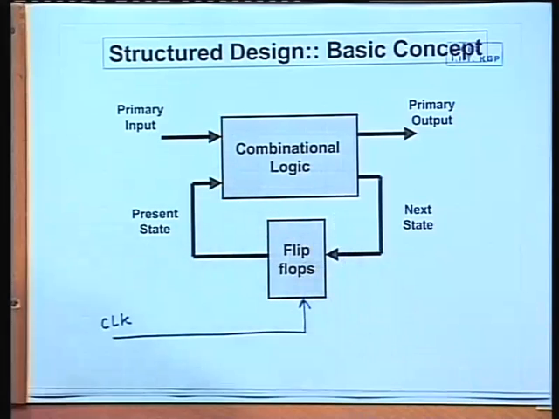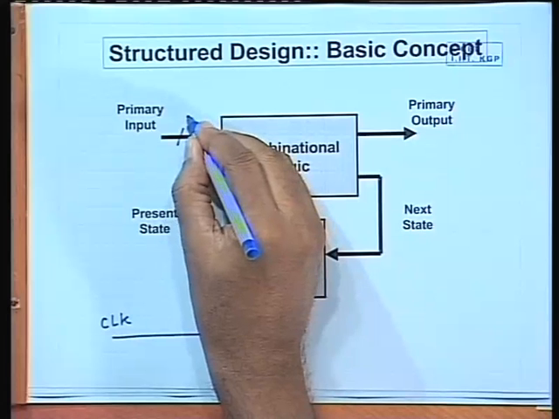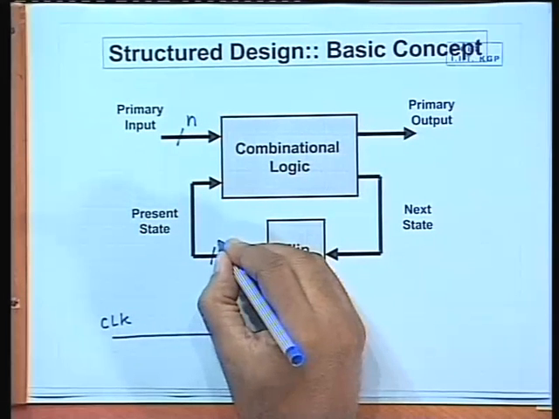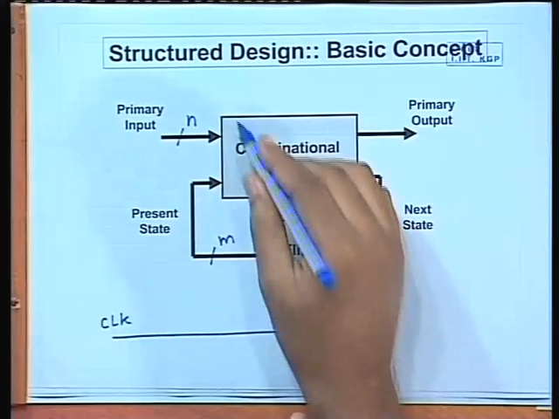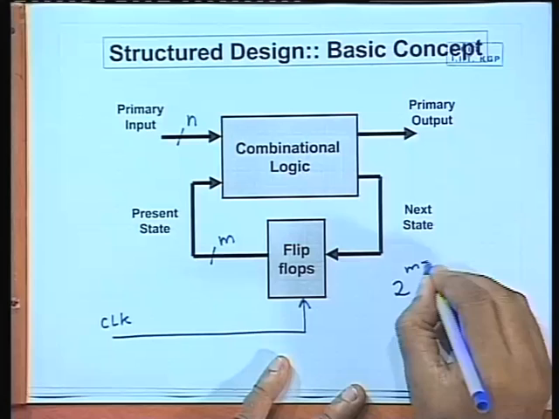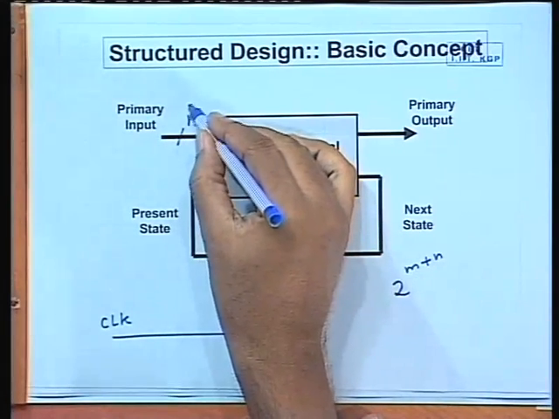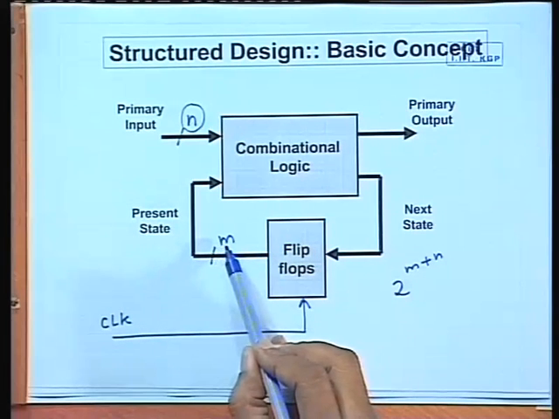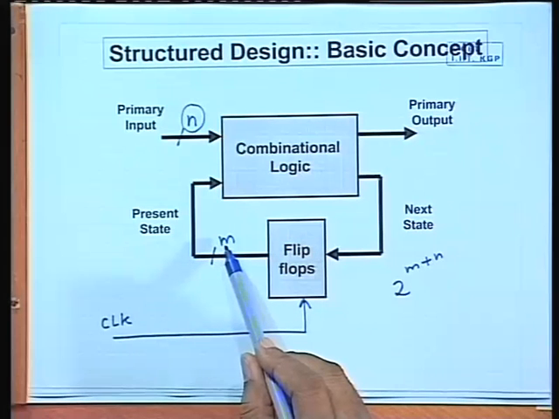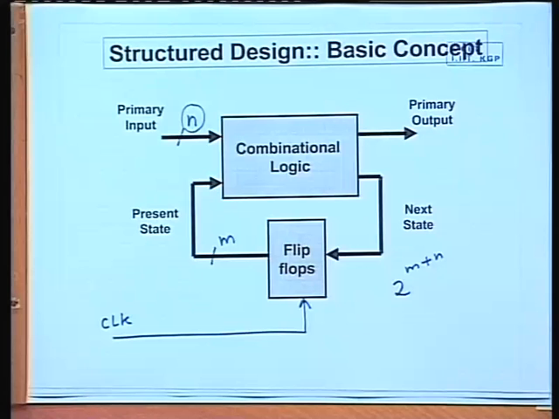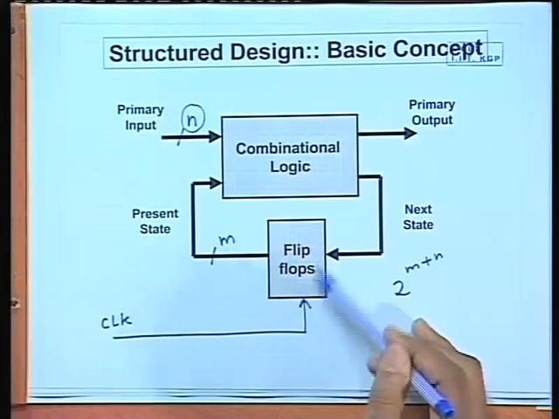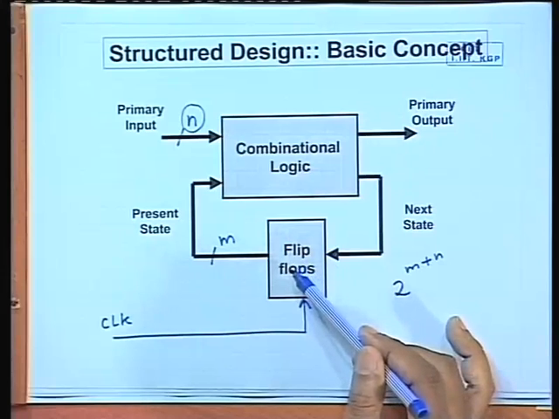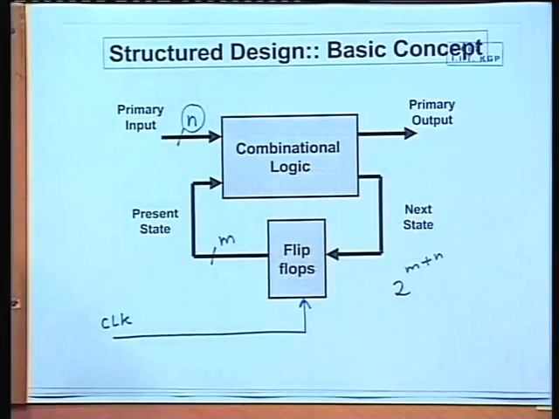Now, because of the presence of the flip flops, the problem of testing a sequential circuit becomes difficult. Try to understand: if there are n primary inputs and m flip flops, then the combinational circuit can have 2 to the power m plus n combinations. Out of these, the n inputs you can control directly, but the other m inputs you cannot control directly. This lends the complexity to this problem: how easy or how difficult it will be to control these flip flops will dictate the complexity of the total testing problem.